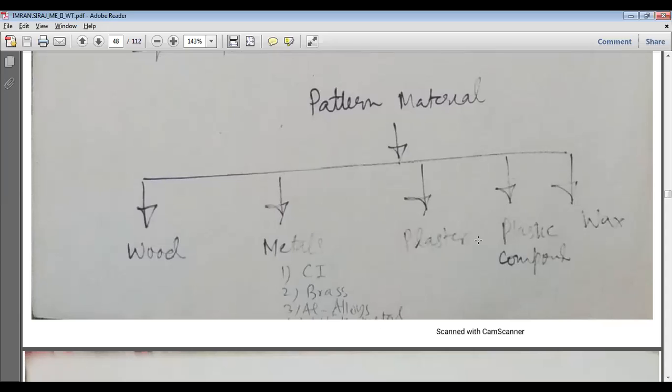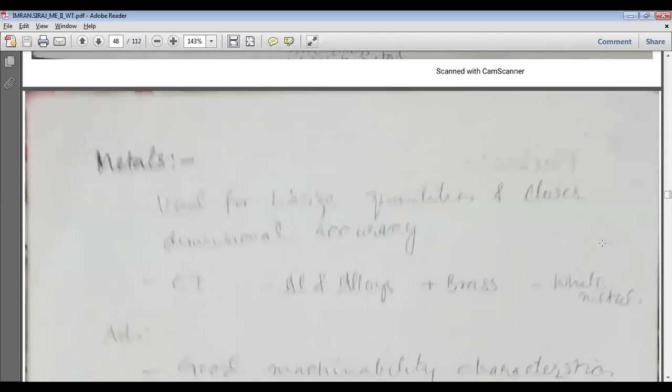It is used for human applications, and if there are bone fractures, we use this plaster of Paris. And we also use POP while doing the interiors of our homes. So this plaster is used for making patterns. Then metals, woods, and several plastic compounds, CPU, CPV, etc., are used for making patterns. Then waxes are also used for making patterns. So these are the five pattern materials that we'll be discussing right now.